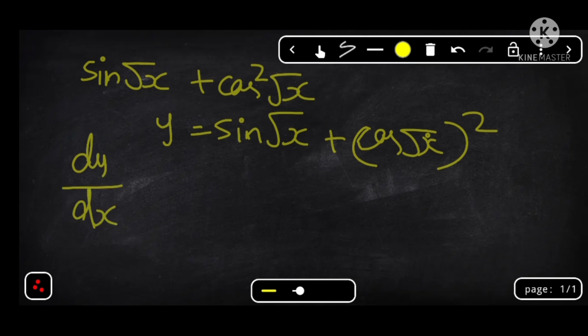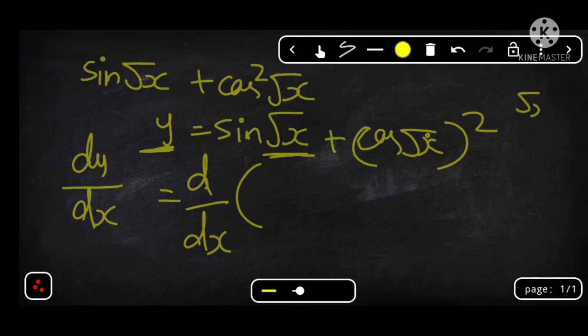So dy by dx equal to, dy by dx means we are taking the differentiation of y. Then here d by dx of the whole function. Okay, so for the easiness we can just write root x. So in my previous sessions I have mentioned this root x is same as x raised to 1 by 2. Okay, so I am just replacing root x as x raised to 1 by 2.